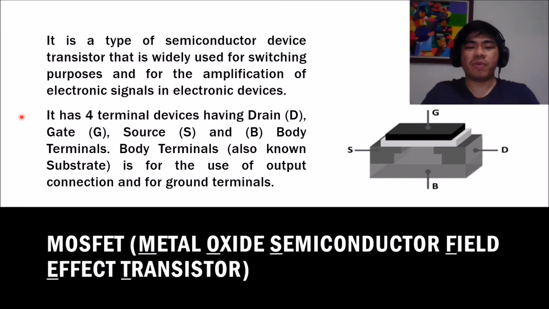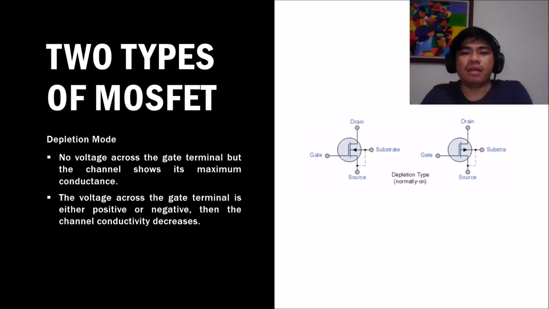It has four terminals: drain, gate, source, and body. Actually, it has four terminals, but we only use three. The body terminal, also known as the substrate, is used for the output connection and for the ground terminal. There are two types of MOSFET.